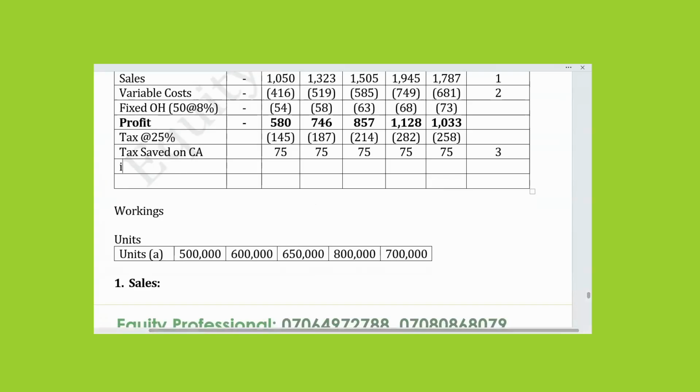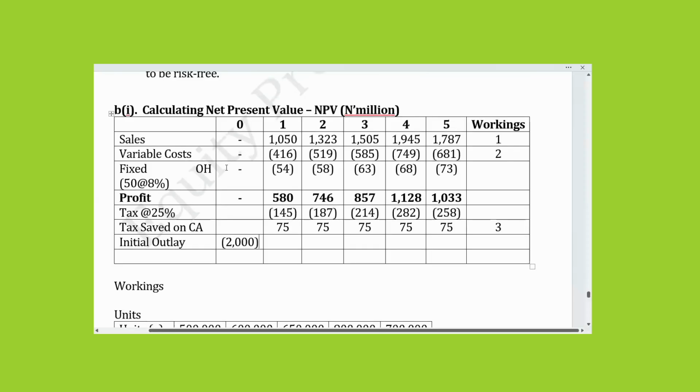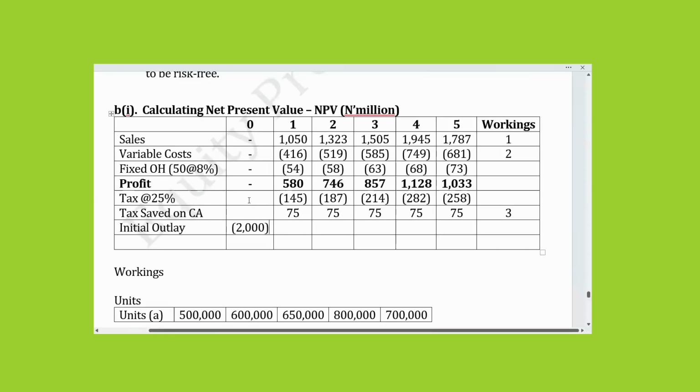Then the next item will be initial outlay. According to the question, the initial outlay is 2 billion. So here will be 2,000 negative. Okay. Next item.